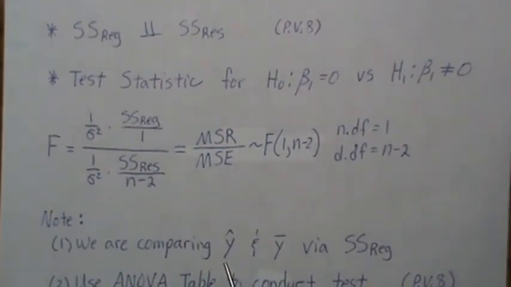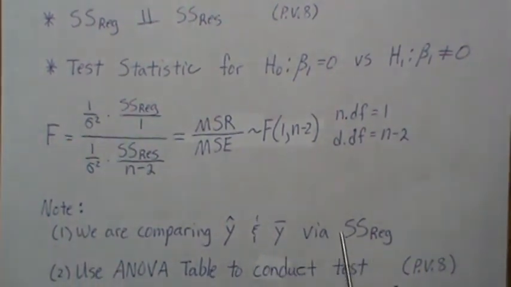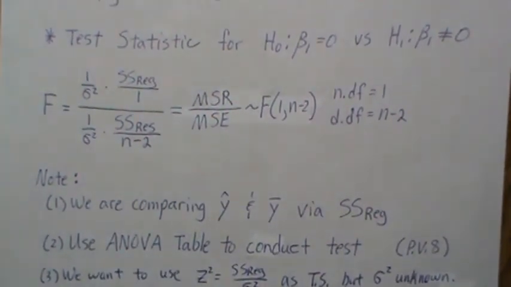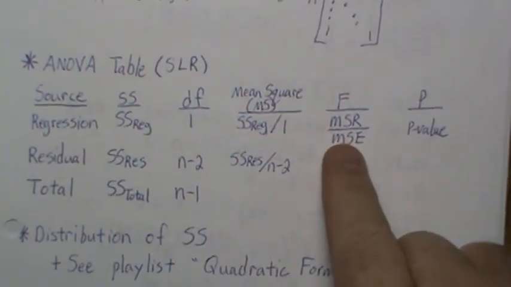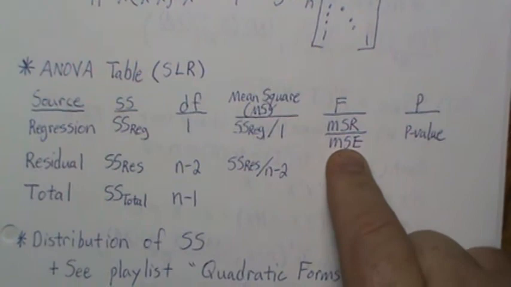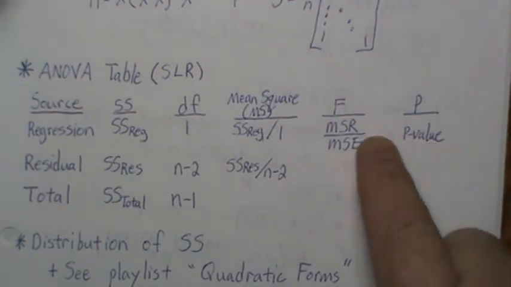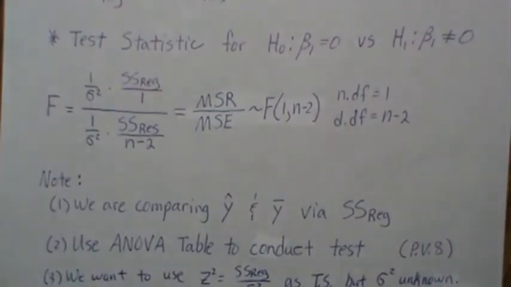So in a sense, we are comparing y hat and y bar, which is what is in this MSR. We're comparing them via this sum of squares regression. So we use the ANOVA table to conduct the test. And actually, let me pull out the previous video. I want to flash that. See if I can do it quickly. So here was the ANOVA table that we discussed. And so this development was, we just developed this. And so that p-value will instantly tell us whether the model is useful or not. And so in the simple linear regression setting, that is equivalent to testing beta 1 equals 0 versus beta 1 not equal to 0.